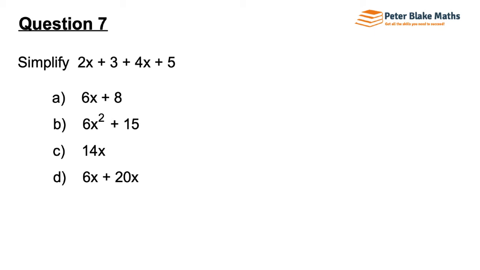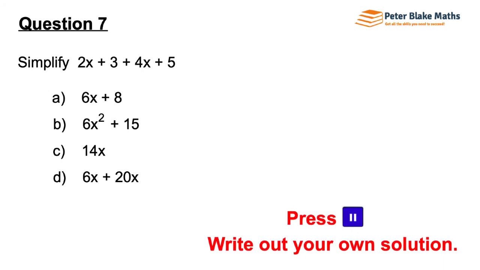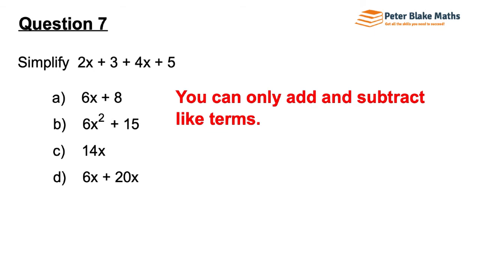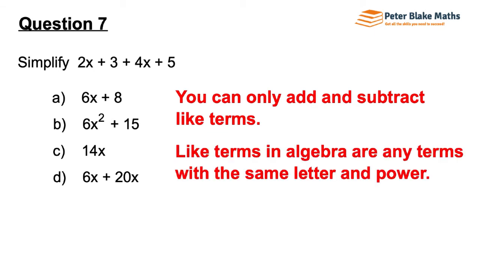Question 7. Simplify 2x plus 3 plus 4x plus 5. You can only add and subtract like terms. Like terms in algebra are any terms with the same letter and power. In this expression, the terms with the same letter and power are the 2x and the 4x. So we can add those two together to make 6x, and we can add the normal numbers together. 3 plus 5 is 8. So we get 6x plus 8.